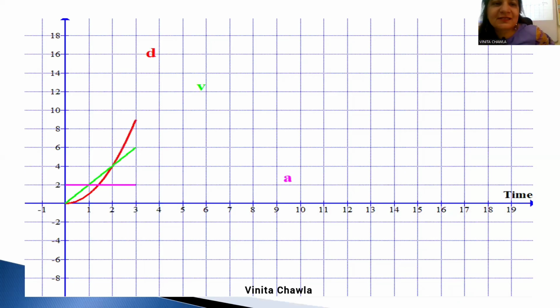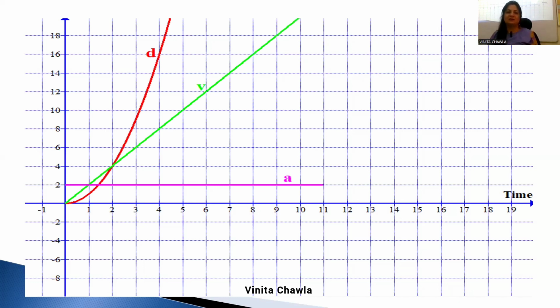So now look at this. This red line represents distance, and this green line represents velocity. And this pink line represents acceleration. Okay, so it shows uniform acceleration. So for uniform acceleration, distance time graph is a curved line. Velocity time graph is a straight line inclined to time axis. And acceleration time graph is a line parallel to time axis.